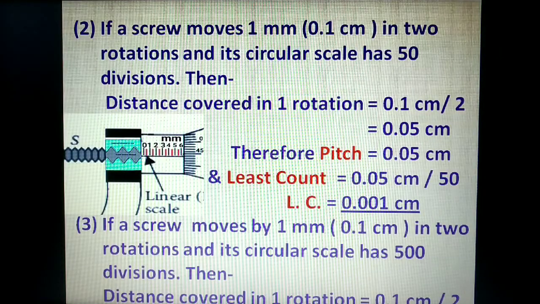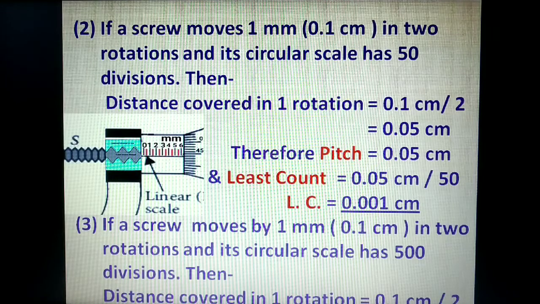Second example. If a screw moves 1 mm, that is 0.1 cm, in two rotations and its circular scale has 50 divisions, as you can see in the figure, then the distance covered in one rotation will be 0.1 cm divided by 2. That gives 0.05 cm. Therefore, the pitch is 0.05 cm. And least count is equal to the pitch divided by the number of divisions on the circular scale. So 0.05 centimeter divided by 50. So least count is equal to 0.001 centimeter.